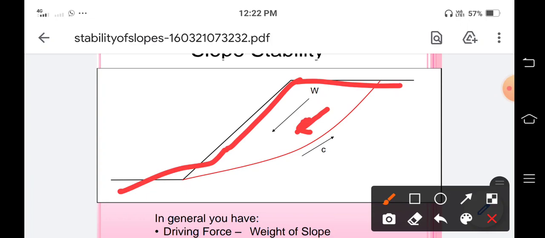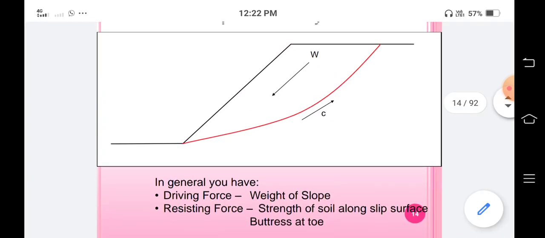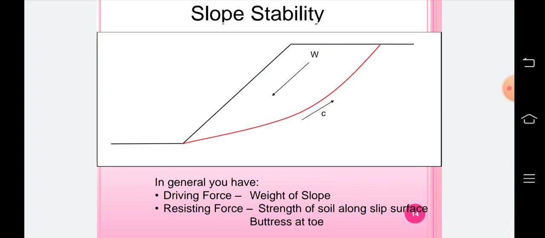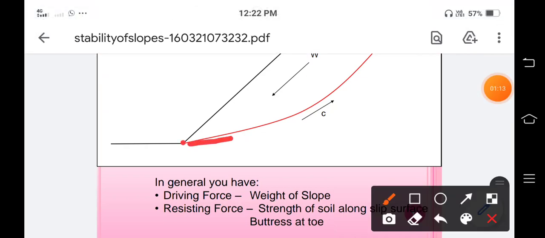in the soil material. To avoid this failure or sliding, we have created some resistance in the upward direction in the form of cohesion, which is called the resisting force. This resisting force is the strength of the soil along the slip surface, that is buttressed at the toe, meaning this is the toe portion. So from here we are creating some resistance to avoid this sliding.